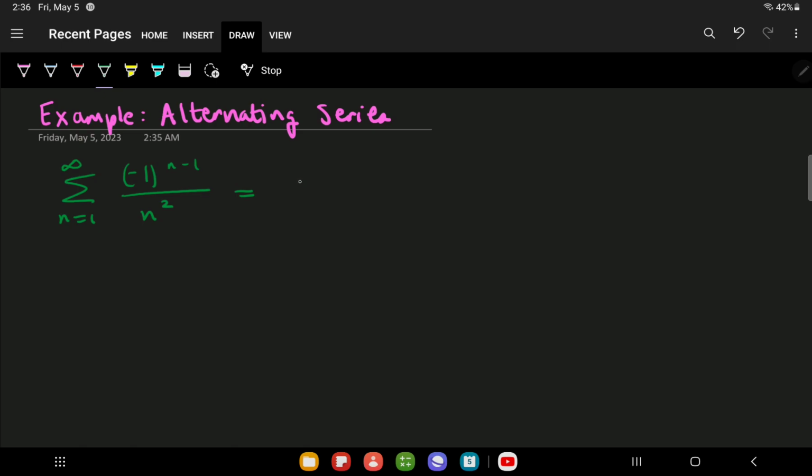If I write it out term by term, it's 1 minus 1 over 2 squared, or 1 minus 1/4, plus 1/9 minus 1/16. So 2 squared, 3 squared, 4 squared, plus dot dot dot. And there's only two things we need to show.